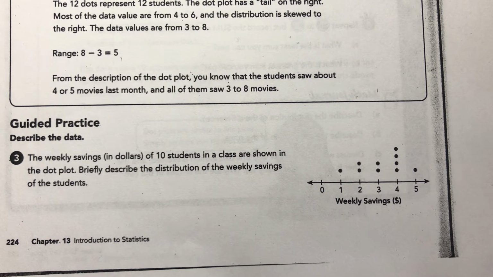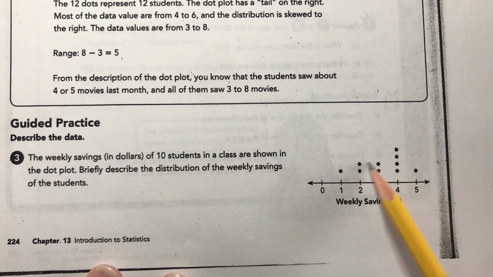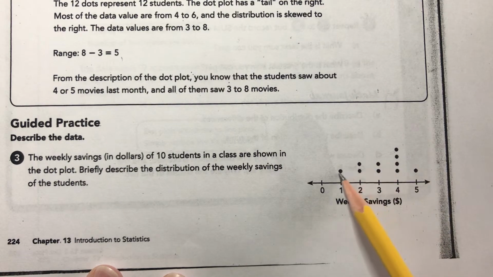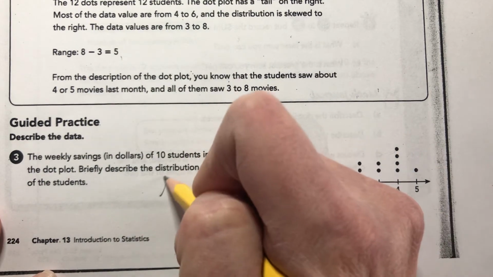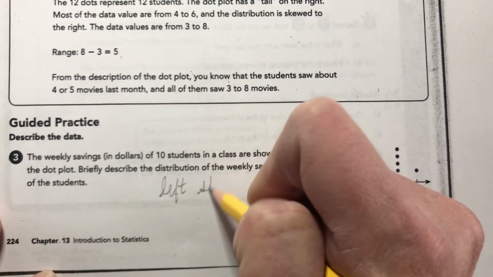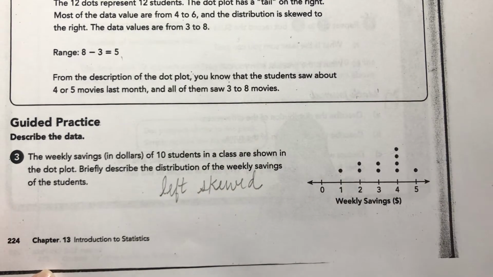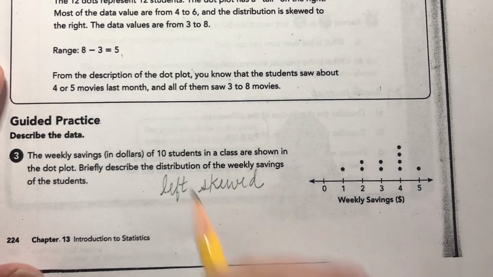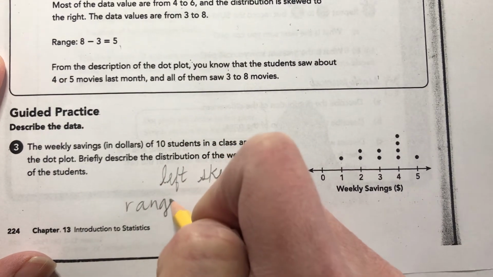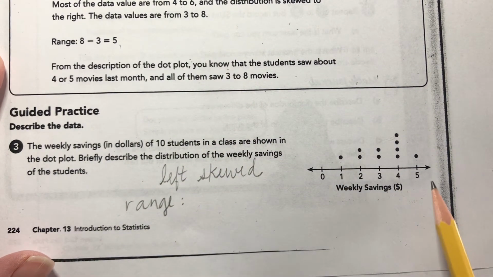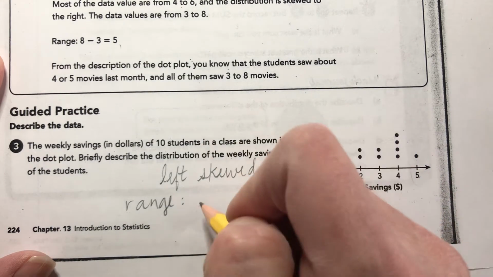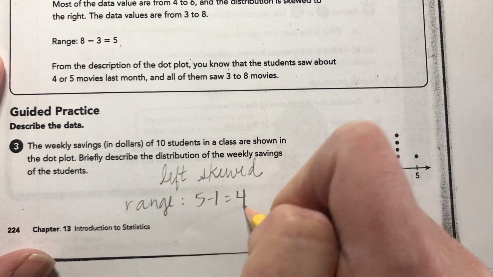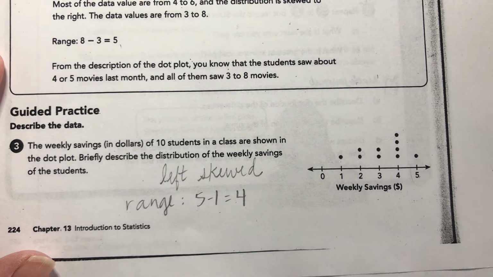Okay, here we go. Now, just by looking at this, I see that it is skewed and the tail goes mostly to the left. So I could say that this dot plot is left skewed. Okay? And I could also figure out a range pretty easily. How would I find range? Do you guys remember? I would take the largest number with a dot and the smallest number, and I would find the difference. So 5 minus 1 equals 4. 4 would be our range.